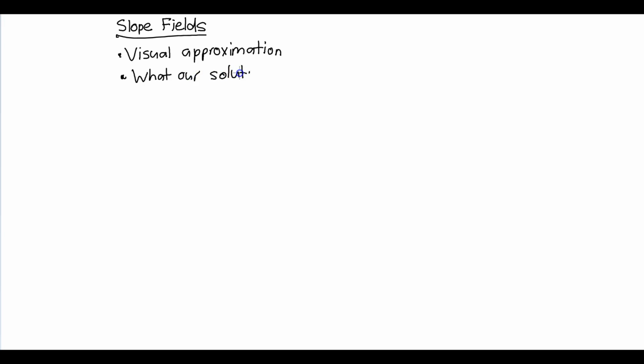Hello everyone. In this video, we're going to look at a method of approximation, okay? A good one, known as a slope field. Slope fields are very good tools for what I like to call visual approximation. A good slope field tells you what our solution curve looks like. And the solution curve is the graph of our particular solution.